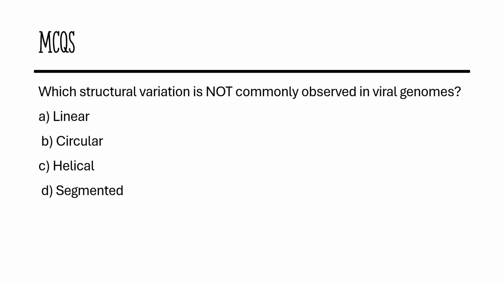Which structural variation is not commonly observed in viral genomes? A. Linear, B. Circular, C. Helical, D. Segmented. Answer is C. Helical.